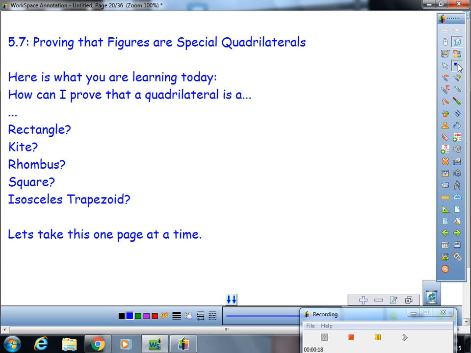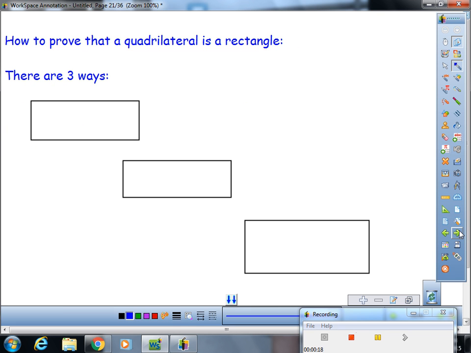So, what are we doing? Well, we are proving things to be rectangles, kites, rhombi, squares, and isosceles trapezoids. So, what you might want to remember first is how many ways there are to prove each one of these things, because I think you'll be able to figure them out, okay? So, there are 3 ways to prove that a quadrilateral is a rectangle, okay?